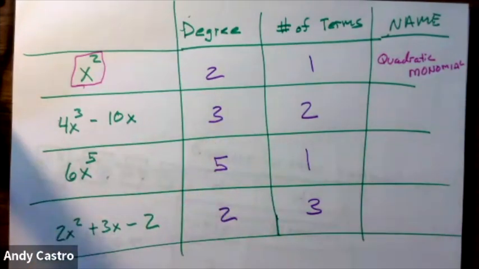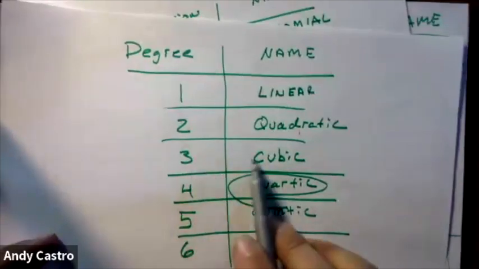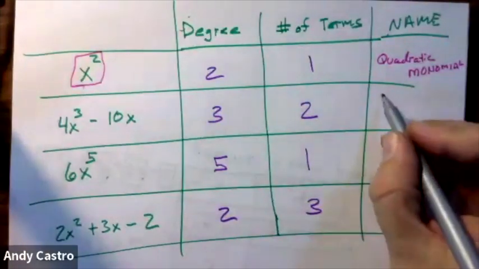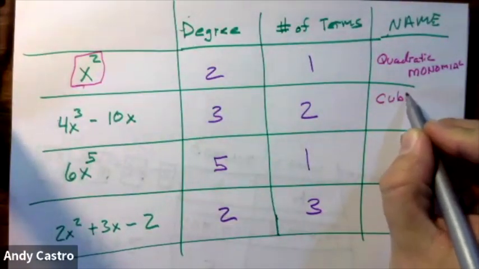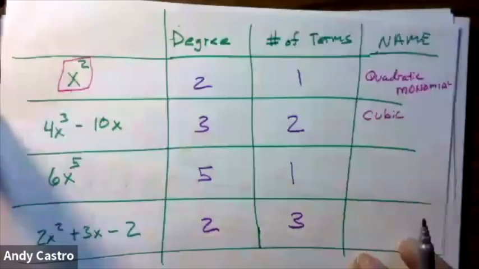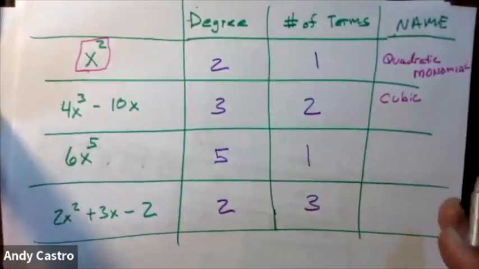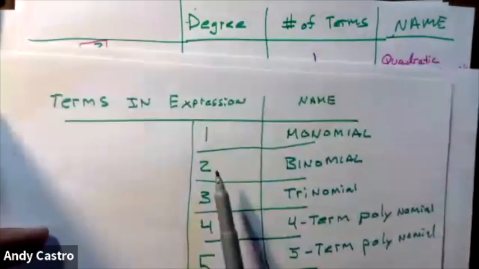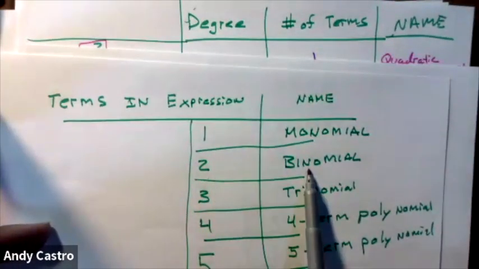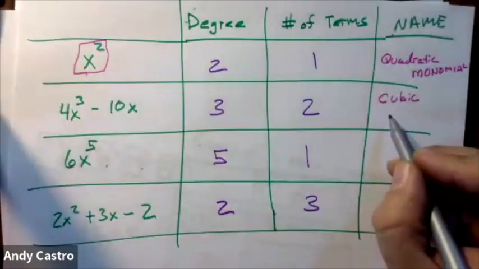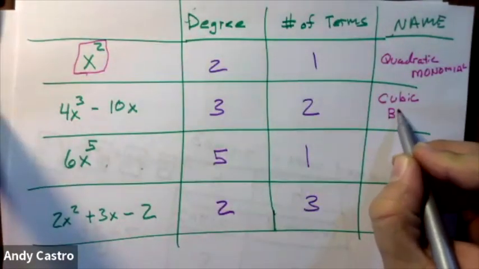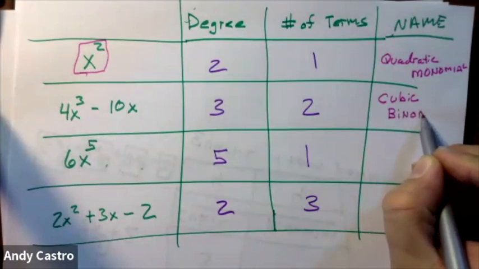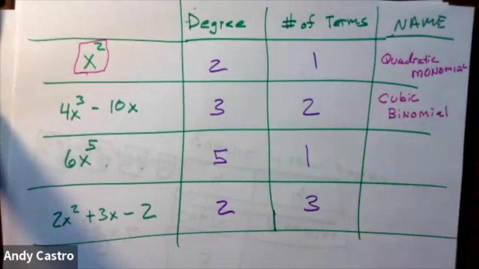Degree 3. Degree 3 is cubic. And the number of terms is 2. So 2 terms is a binomial. So cubic binomial. Okay.